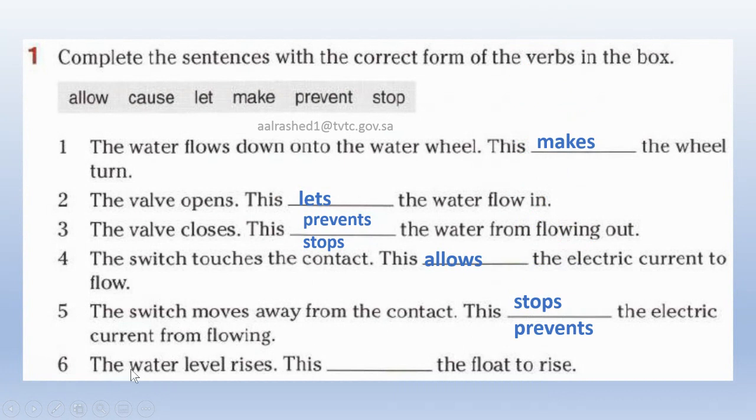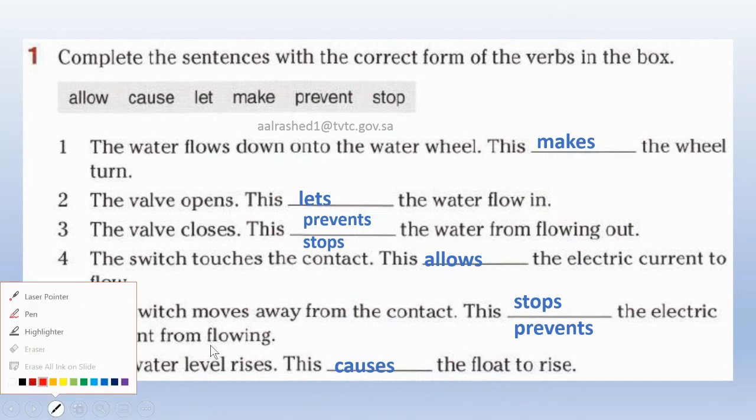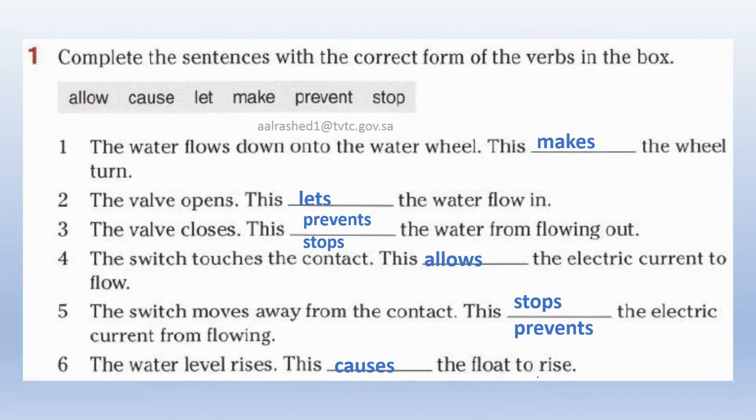Let's see 6. The water level rises. This the flow to rise. The last thing I didn't use is cause. Causes, because I'm talking about something singular. This causes the flow to, which also has to. So bear in mind the preposition.